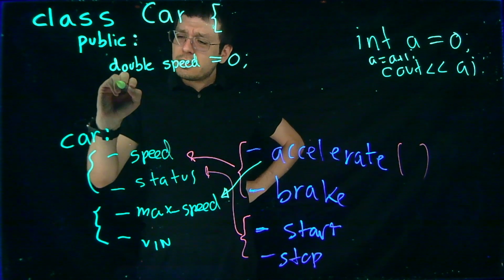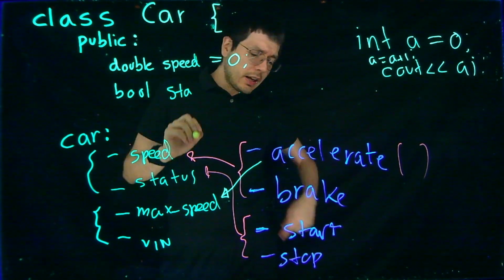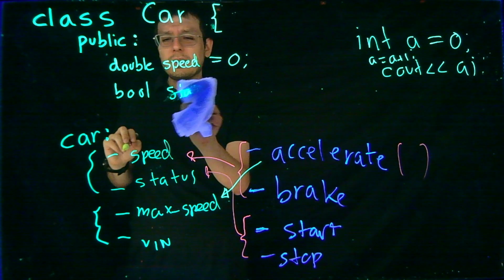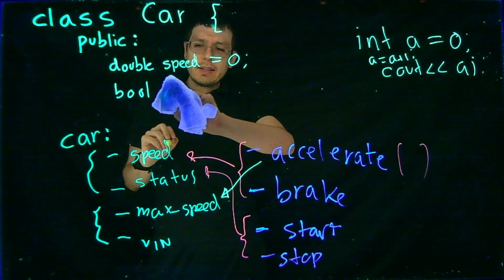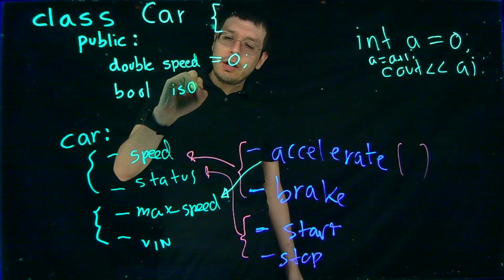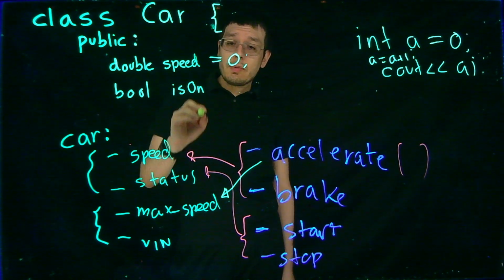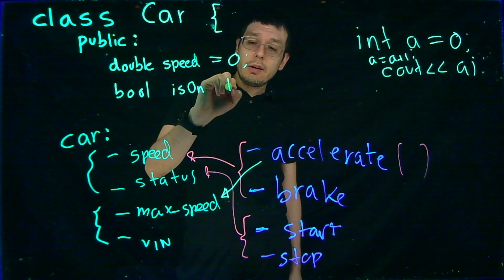Status, that's a good one to initialize actually. I don't like the name status because it doesn't tell us much. I think what we're trying to say is whether the car is on or not. So let's go ahead and use the word is on as the variable name. And then we want to start out with the car always being off.